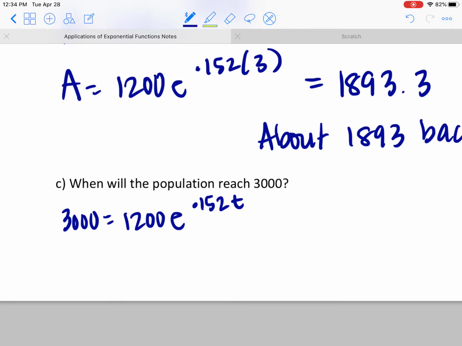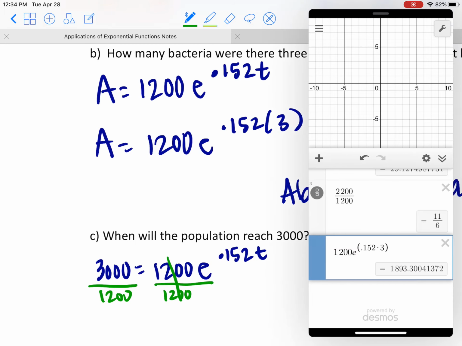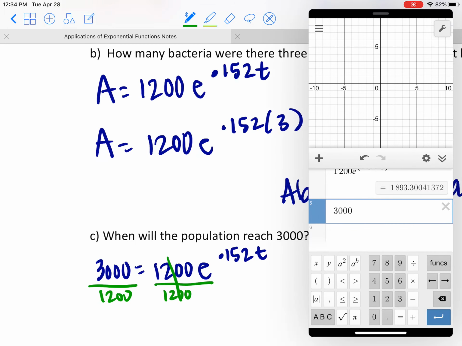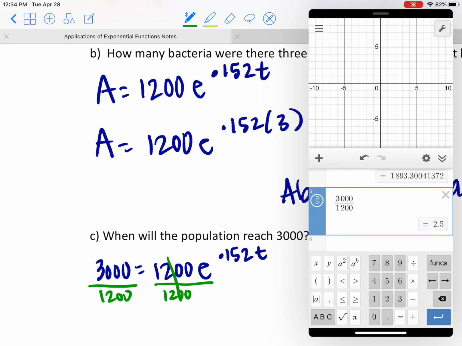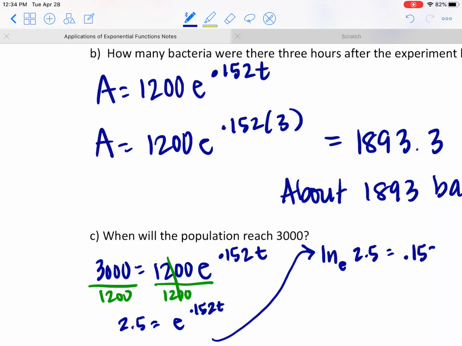Okay, and then lastly, it says when is the population going to reach 3,000? So we know the final amount we're looking for is 3,000. And that's 1200 times e to the 0.152t is what we're looking for in this one. So again, we're going to be trying to solve for an exponent here. So we're going to divide the 1200 over, cancel that out, 3000 over 1200, 2.5, that's much nicer to write. So let's make this 2.5 equal to e to the 0.152t.